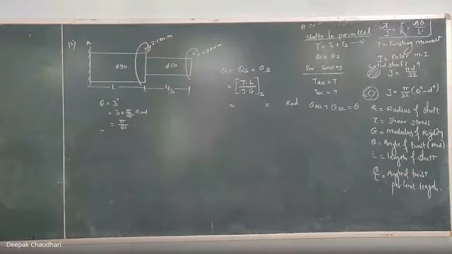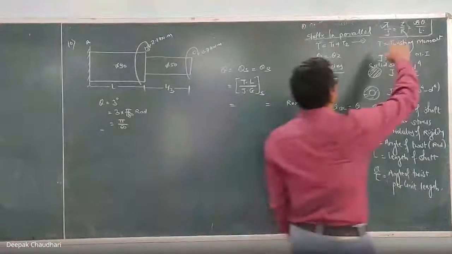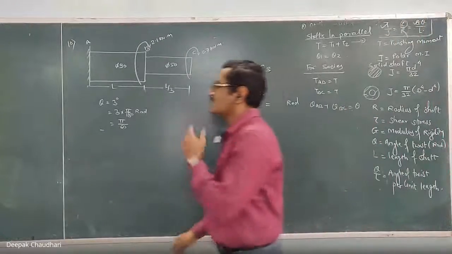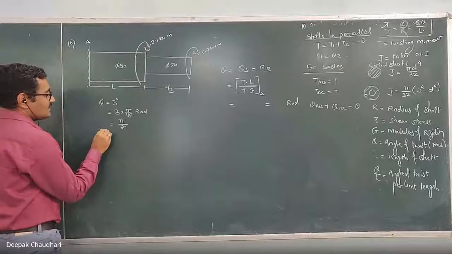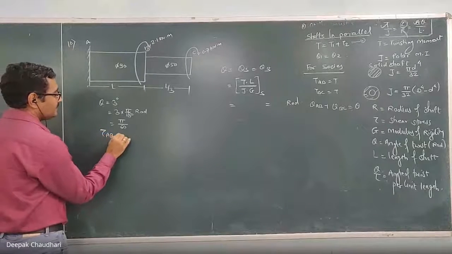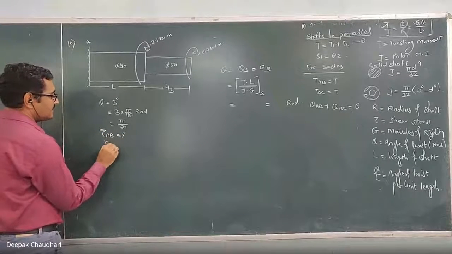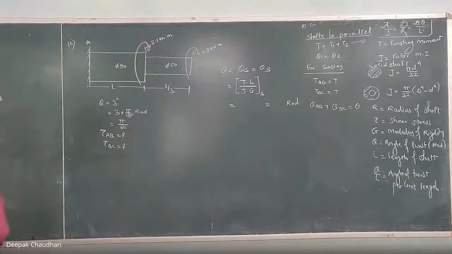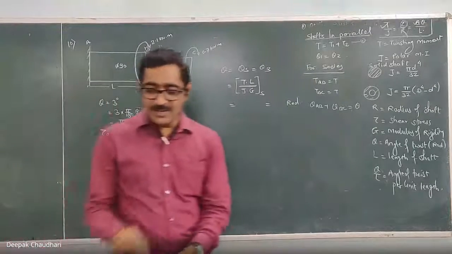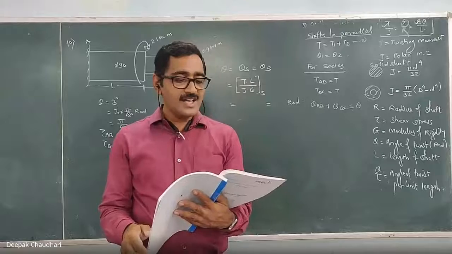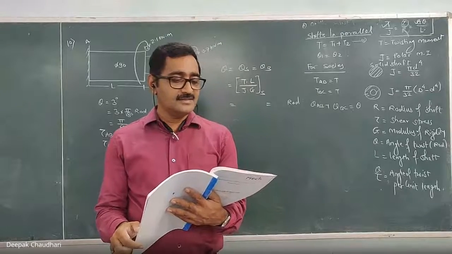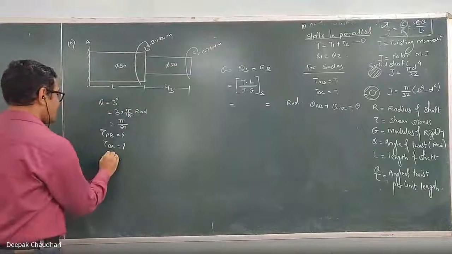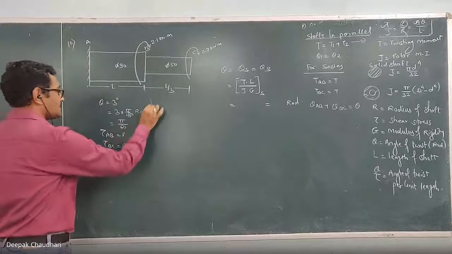From the very first lecture, I am telling you, when a part is subjected to a twisting moment, shear stresses are induced. Here we have to calculate the shear stresses in the part AB and in the part BC. You also have to calculate the length L of the shafts AB and BC.